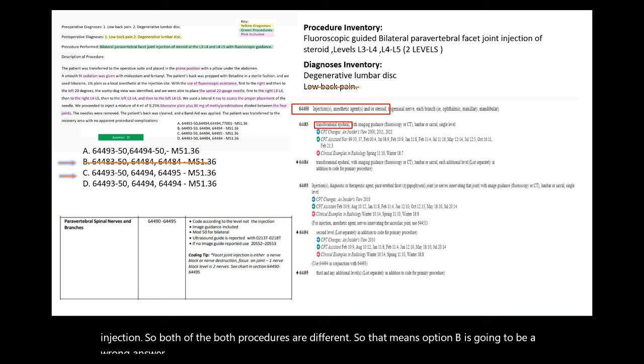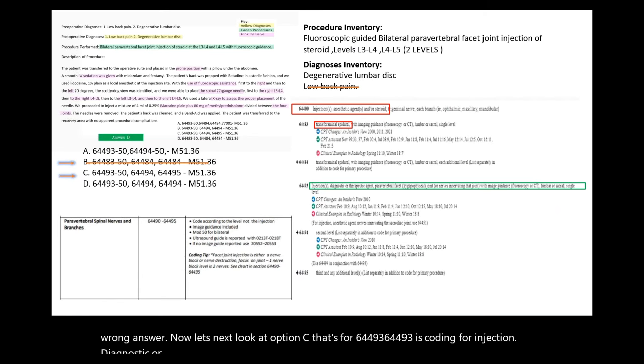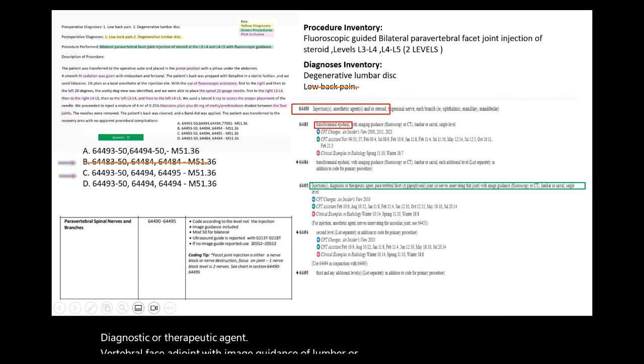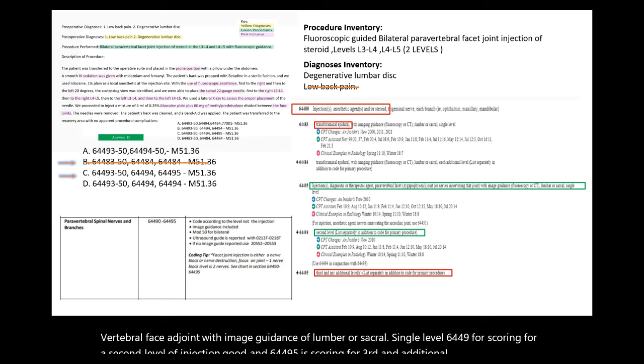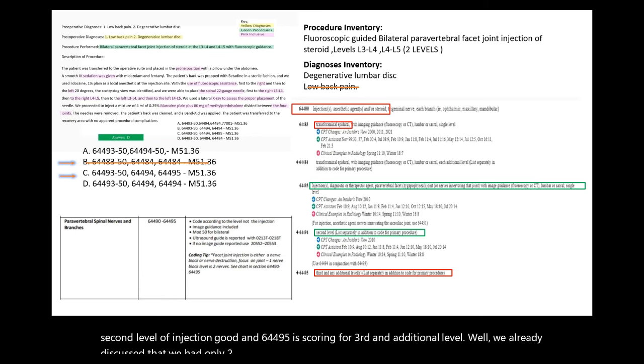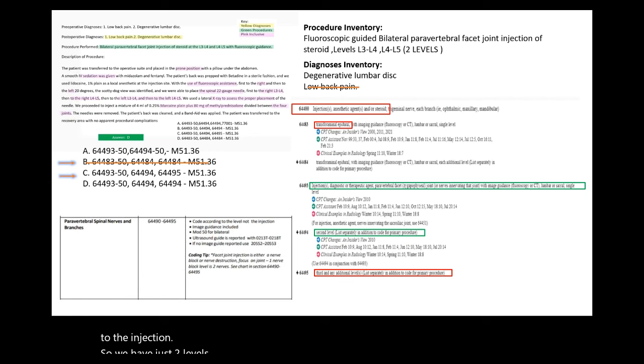Now let's look at option C. That's for 64493. 64493 is coding for injection, diagnostic or therapeutic agent, paravertebral facet joint with image guidance of lumbar or sacral, single level. 64494 is coding for a second level of injection, good. And 64495 is coding for a third and additional level. We already discussed that we had only two levels and we have to go according to the level and not according to the injection. So we have just two levels. That means we don't need to code 64495, which also means that option C is incorrect because that's coding for a third and additional level as well.